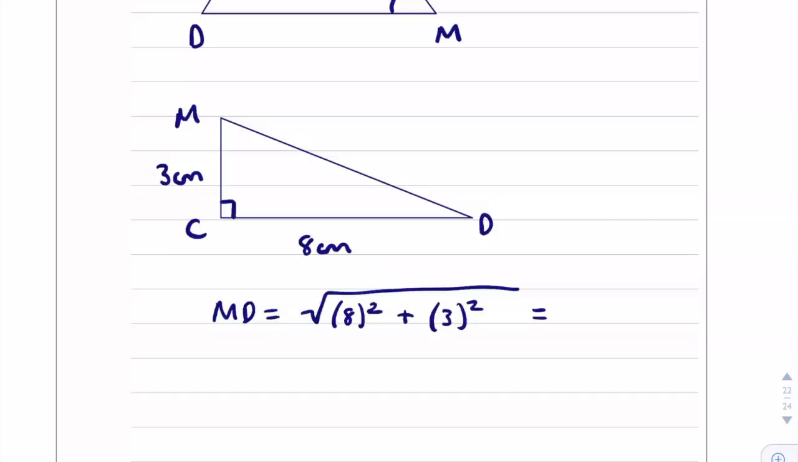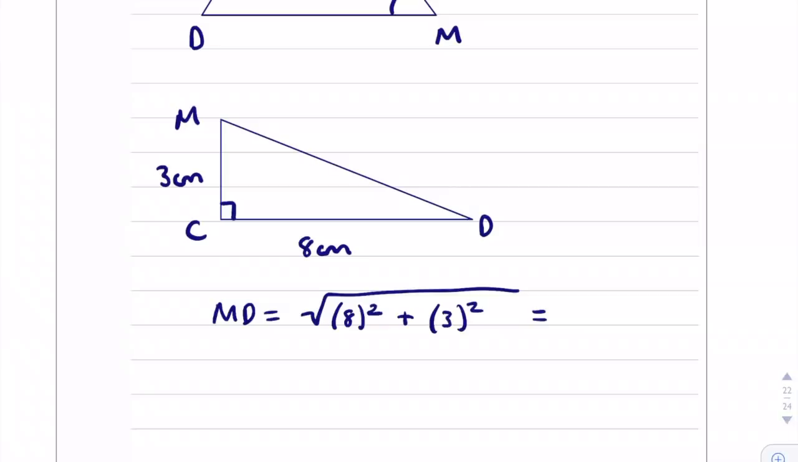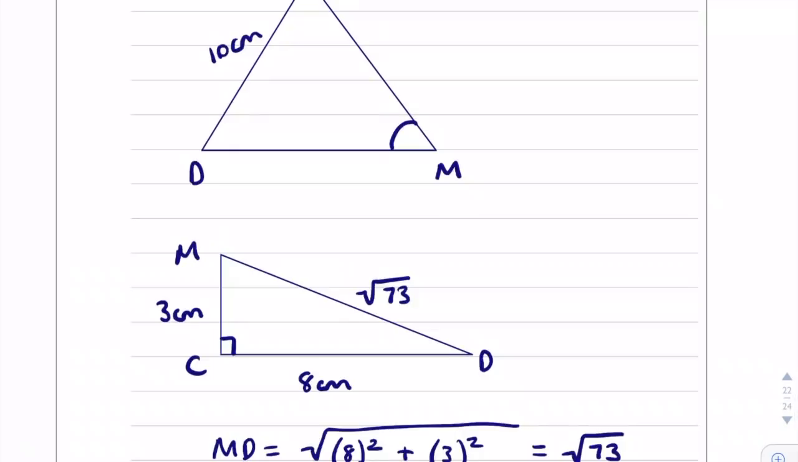Put that into our calculator. Get the square root of 8 squared plus 3 squared, which equals root 73. So that's that length there. And then if we look at our triangle VMD, that is going to have a side length of root 73 centimetres.